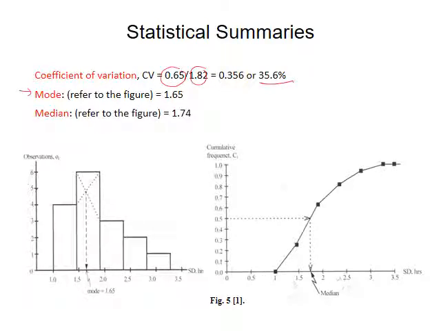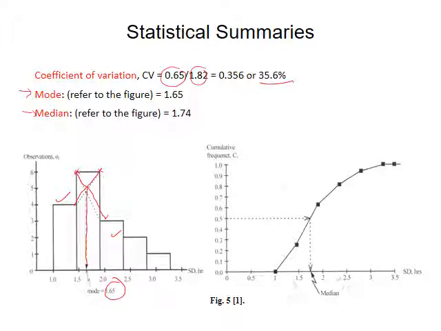For mode and median, I can find them from the table, but let's find them from the figure. For the mode, we plot the relative frequency as you can see here, and we have these two points. This point is connected to this point because this is the highest next to the left. For the right, this is the highest, so we connect it to this point. The point of intersection will give me the mode.